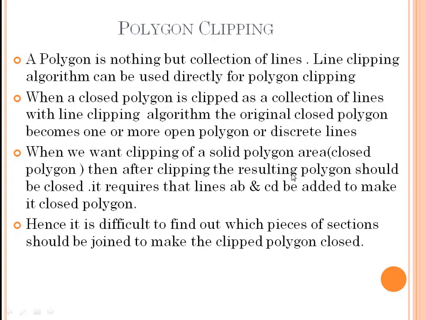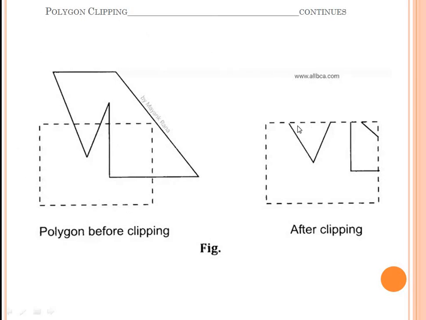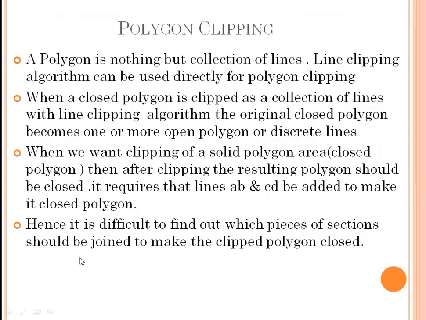When we want clipping of a solid polygon area, after clipping the resulting polygon should be closed. It requires that lines AB and CD be added to make it a closed polygon. Suppose this line is AB, this is CD and this is FE. These lines are added to make it a closed figure. Hence it is difficult to find out which pieces of sections should be joined to make the clipped polygon closed.